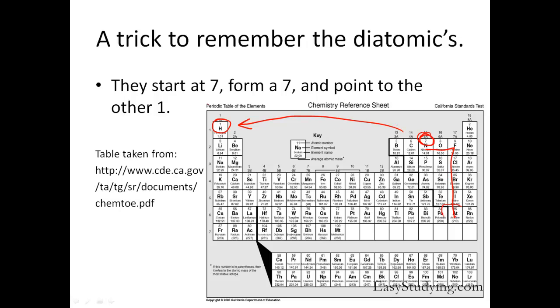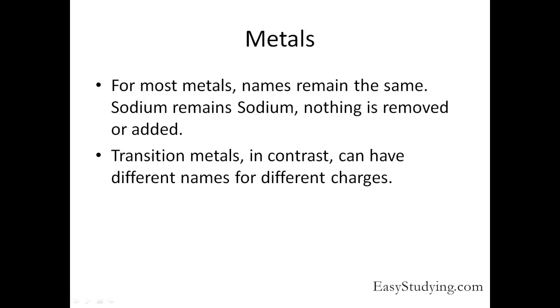As you can see here, I included astatine again, just because it would make it easier to remember this phrase, and sometimes it actually could be considered a diatomic molecule, but as I said before, it's more of a gray area. So moving on to metals, these are for the left side of the periodic table. For most metals, their names remain the same. Sodium remains sodium, nothing is changed, nothing is removed or added. Sometimes you may add a charge if they stand alone in their ionic form, such as sodium forms Na+. You still call it sodium, it doesn't change to sodiide or anything.